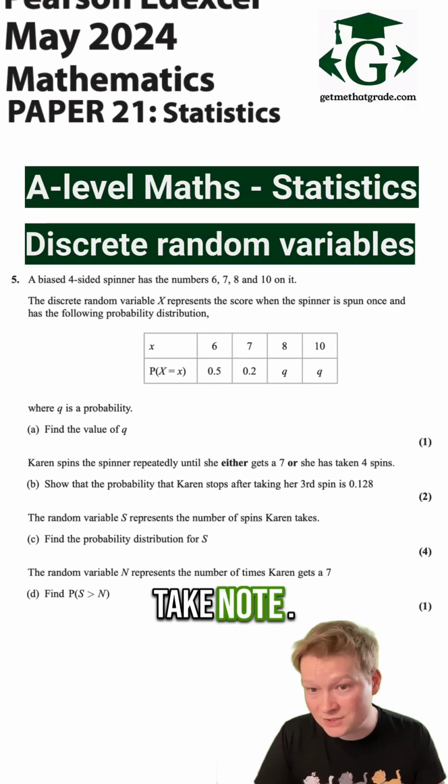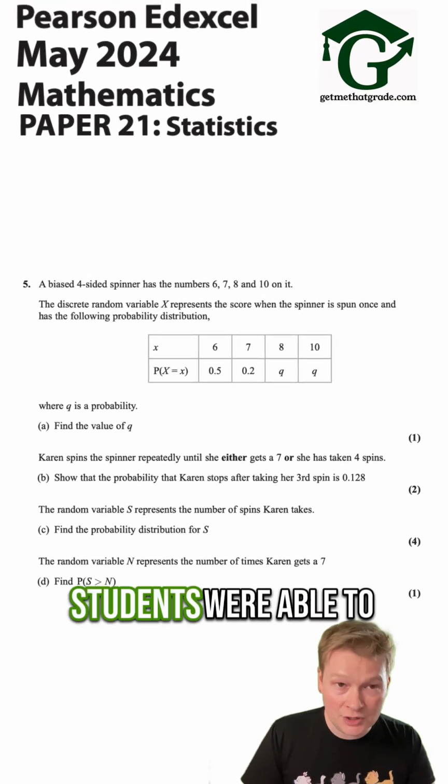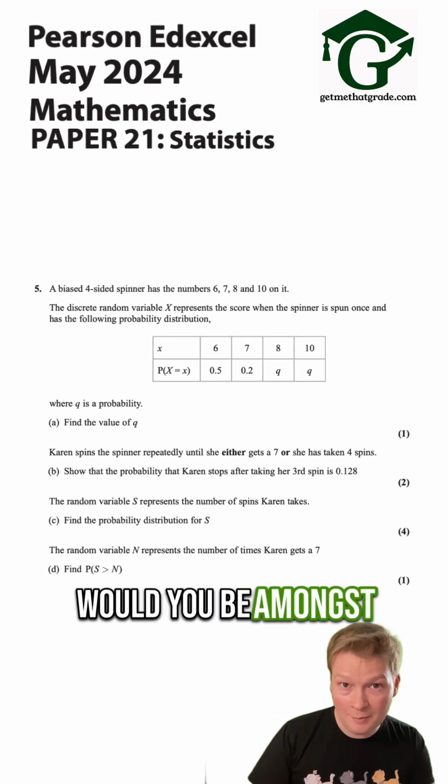A-level maths students, take note. This was the hardest question on the statistics paper in 2024. Only the most able students were able to complete parts C and D. Would you be amongst them? Let's have a look at it.